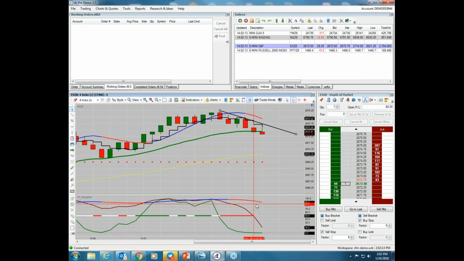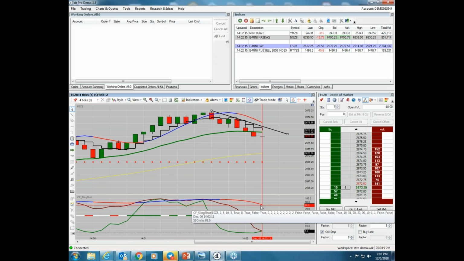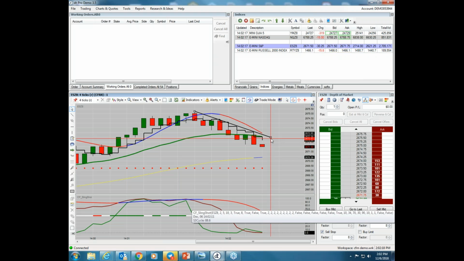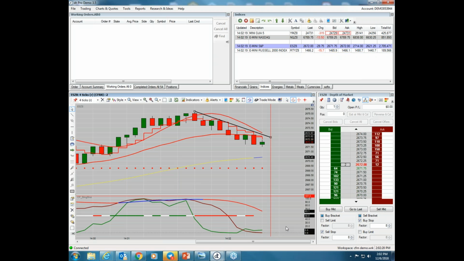This is watering down the probability. Why? Because it's red and now curling over. So the trade is off the table. Notice how it's curling over, the green line at a 45-degree angle against us. We're swimming against the tide. So that's no trade.